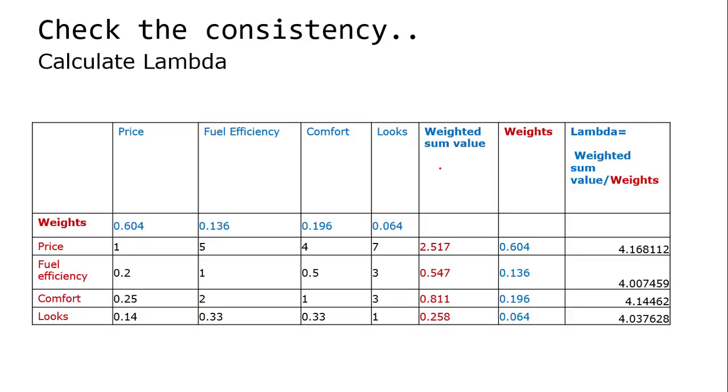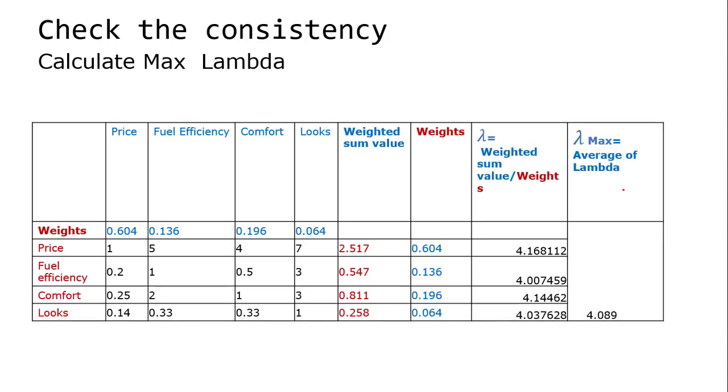Next, once the weighted sum values are calculated, now write the weights in the next column. Okay, now calculate lambda. The value of lambda equals weighted sum divided by weights. Weighted sum, this divided by this, this divided by this, this divided by this, this divided by this. So we got here 4.16, this, this, this, this.